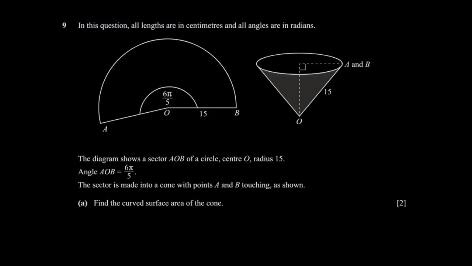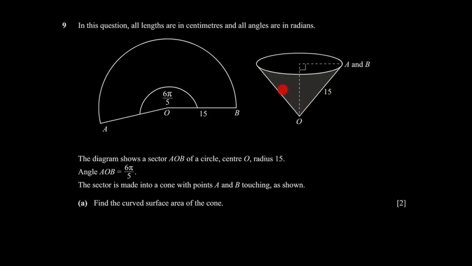Okay, question 9. The diagram shows a sector AOB of a circle, which is this one here, with the center of O, a radius of 15, and an angle of 6 pi upon 5. The sector is made into a cone, which is over here with the points A and B touching. In other words, we fold this round so that this point here touches this point here, and we end up with that cone. Find the curved surface area of the cone.